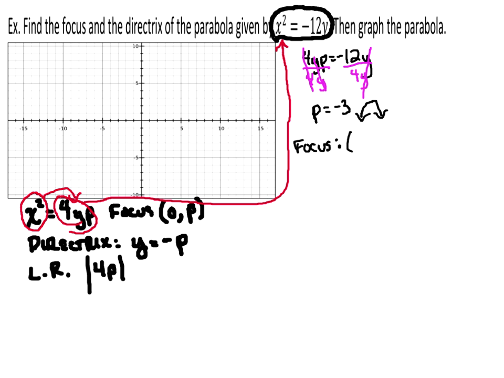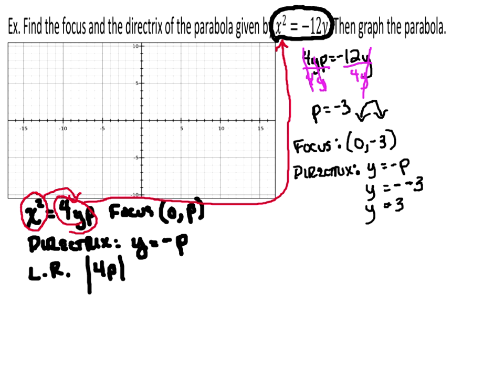We can go ahead and talk about what the focus is. The focus is given by (0, p), so that's (0, negative 3). The directrix is given by x equals negative p, so x equals negative negative 3, or x equals 3. All right, I'm going to go ahead and show my directrix. My directrix is, oh, no, I'm sorry. This is y equals negative p. Let me correct that. Sorry about that. I was about to say this is supposed to be a horizontal line, and that is a vertical line that I have written there. So this is y equals 3.